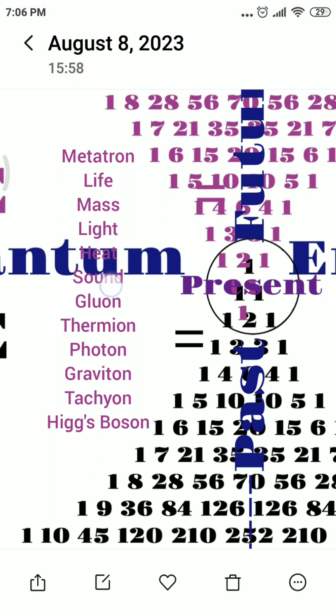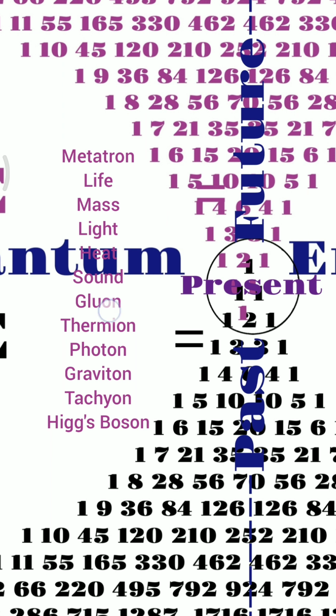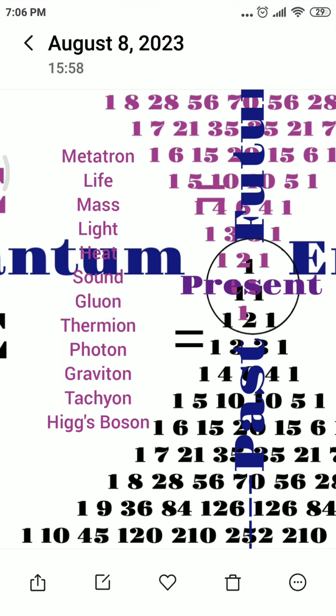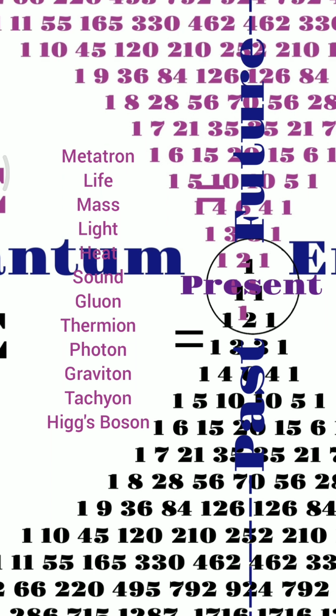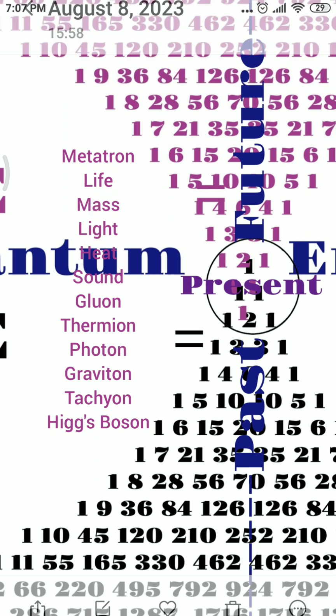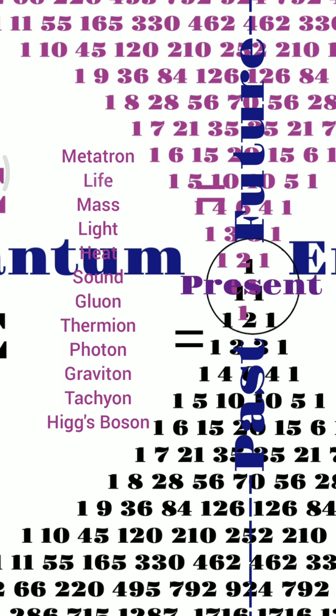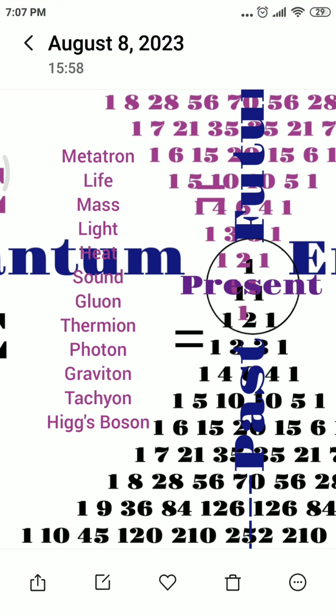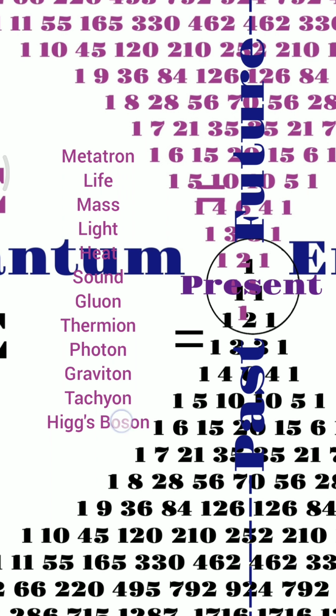So for sound, the particle here which represents sound is the gluon. The particle which represents heat on this side is the thermion. Light is represented by the photon. Mass, or gravity, is represented by the graviton. Life is represented by the tachyon, and Metatron is represented by the Higgs boson.